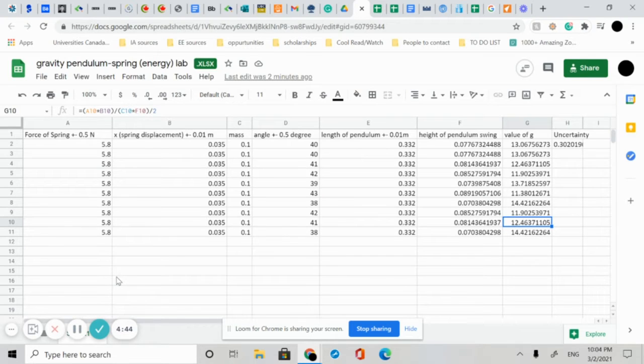So to find spring potential energy, we found the force of the spring, listed here, the spring displacement when it's compressed, listed here, and to find the other values needed for gravitational potential energy, we found the mass, the length of the pendulum, and the angle, and from that we calculated the height of the pendulum swing, and using all those numbers, we were able to find a value of g listed in this column here. For our uncertainty, we simply took the standard deviation of all these g values since it was the same measurement.